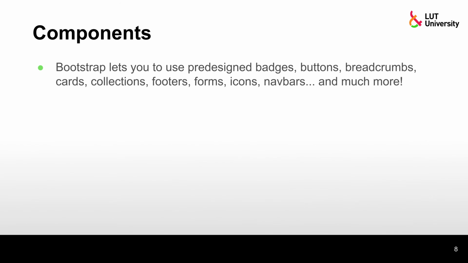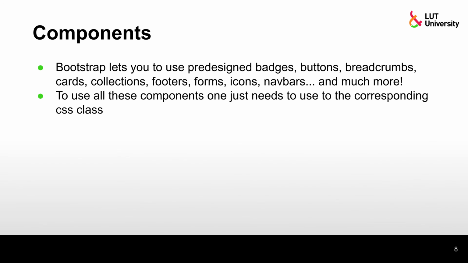So then there are these components. Bootstrap lets you use predefined buttons, breadcrumbs, cards, collections, footers, forms, icons, navbars, and much more as they are in the Bootstrap documentation. And the easy thing here is that you need to use just the corresponding CSS class. In most basic cases, only one class is enough, but then if you want to build some carousel, for example, or navigation, then you need different HTML elements inside the HTML elements and different classes to all of these elements, but the documentation helps you a lot on this.